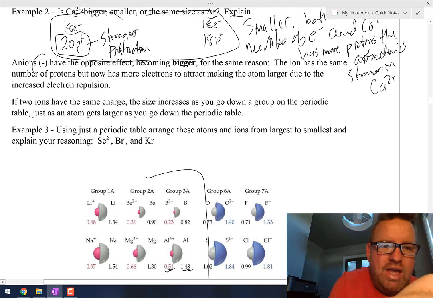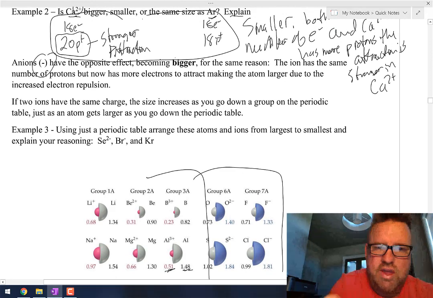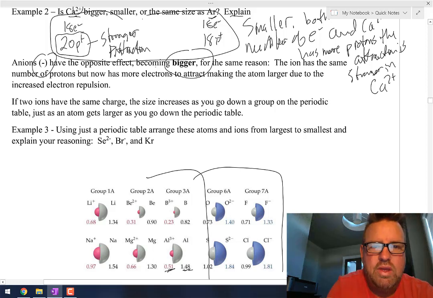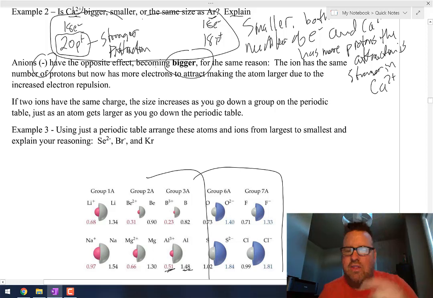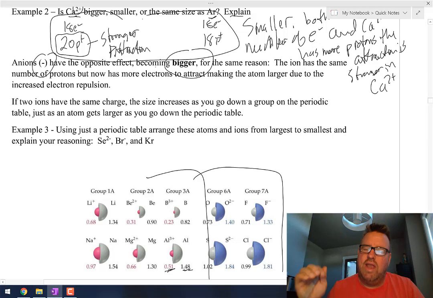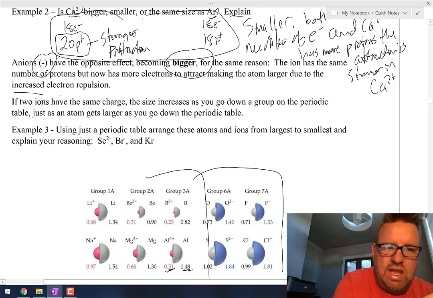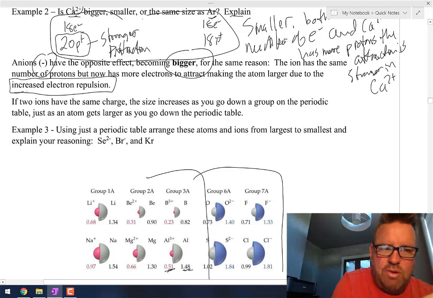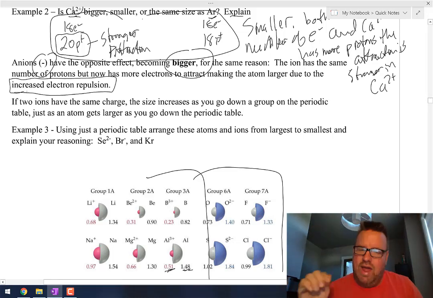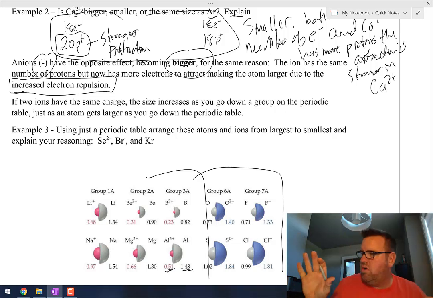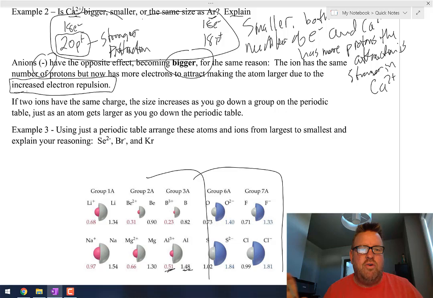Now negatively charged ions, as you can see down here, obviously get bigger. Why does that happen? Because again, the protons haven't changed, but now you're adding more electrons. And the electrons, remember, repel each other. So there's increased electron repulsion. That's the key there. As you put more electrons in there, the electrons that were already there are like, whoa, whoa, whoa, give me some room, and they move away from each other.